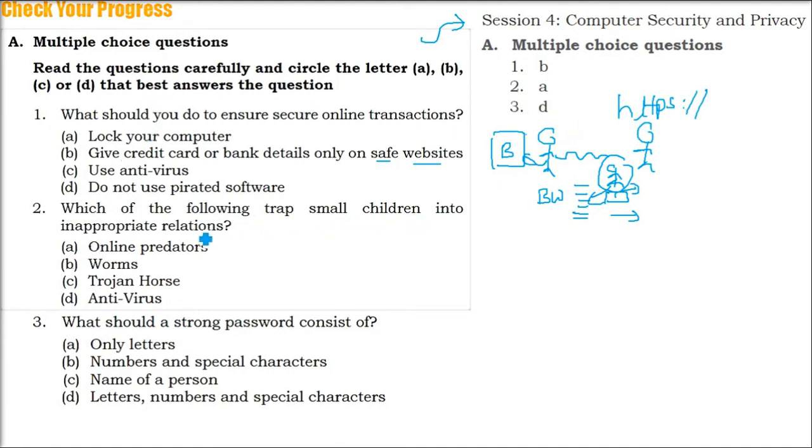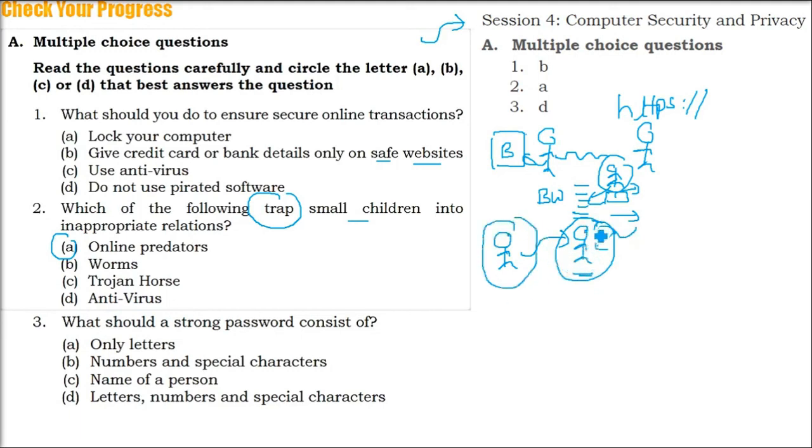Which of the following traps small children into inappropriate relations? Especially the small children and the young girls. Who are these people? There are so many. They lay a trap. These are online predators. They just want to get hold of young girls, small children. Then they may abuse them physically, or they may bully them, or they can make their life hell. They can even sell them. So with inappropriate relations, they can take photographs and put them on the internet. These are online predators. We need to be very careful.